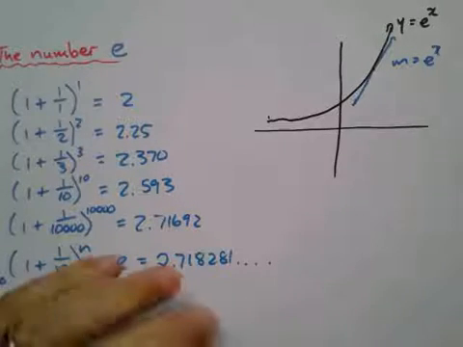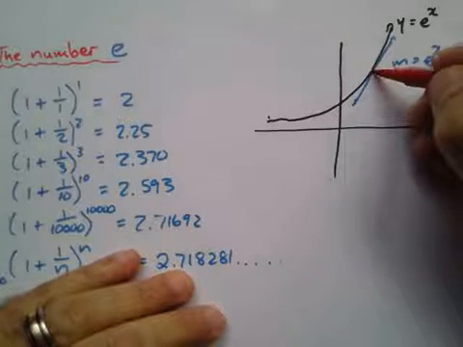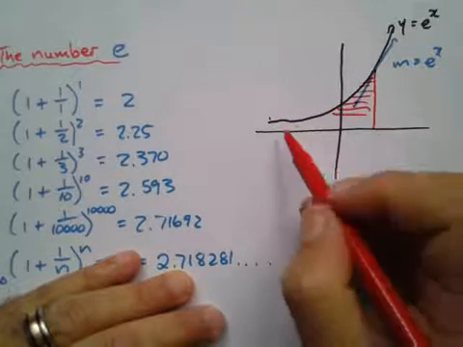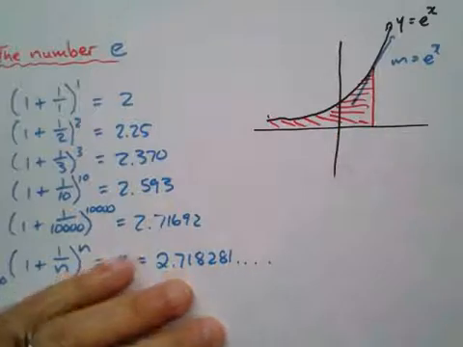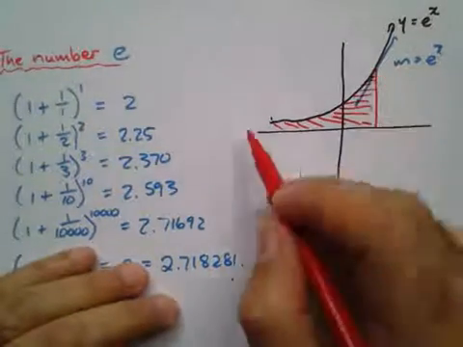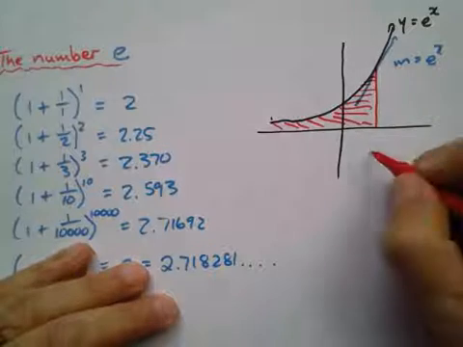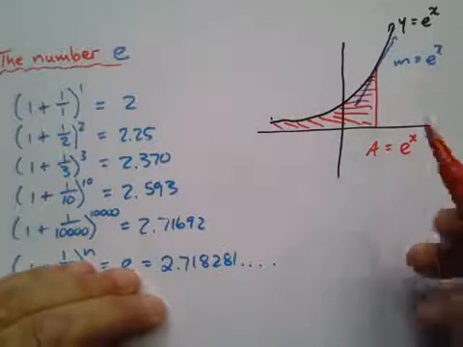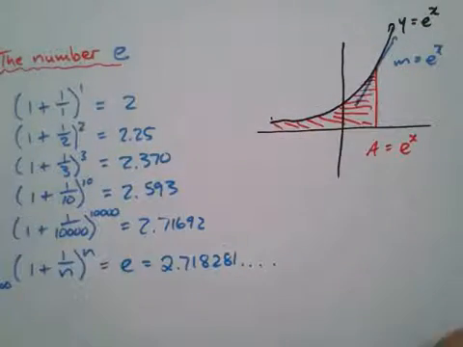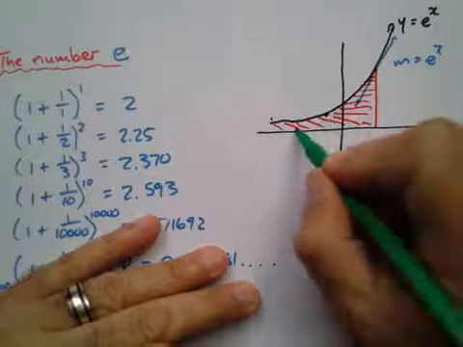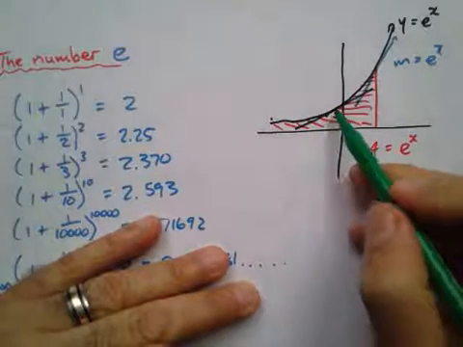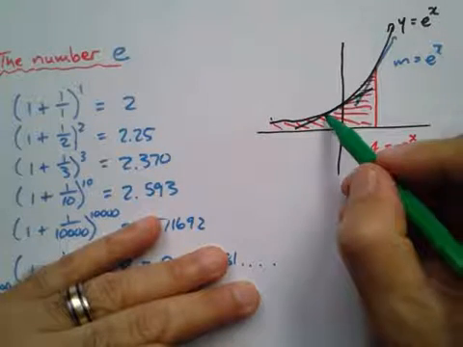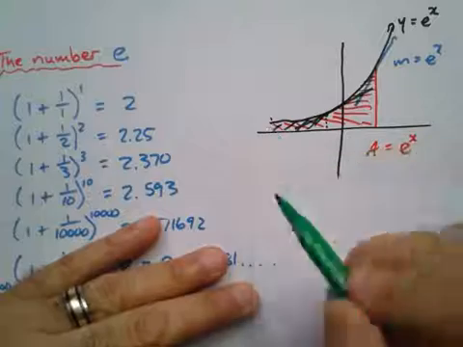Not only that, what we're going to do later with integration is find the area under the curve. And if I find the area of this graph from that point to infinity, that area also equals e to the power x. It doesn't matter where I go on this line. So if I go to another point, the gradient there will be the same as the value there, and that will be the same as the area that's under my graph.